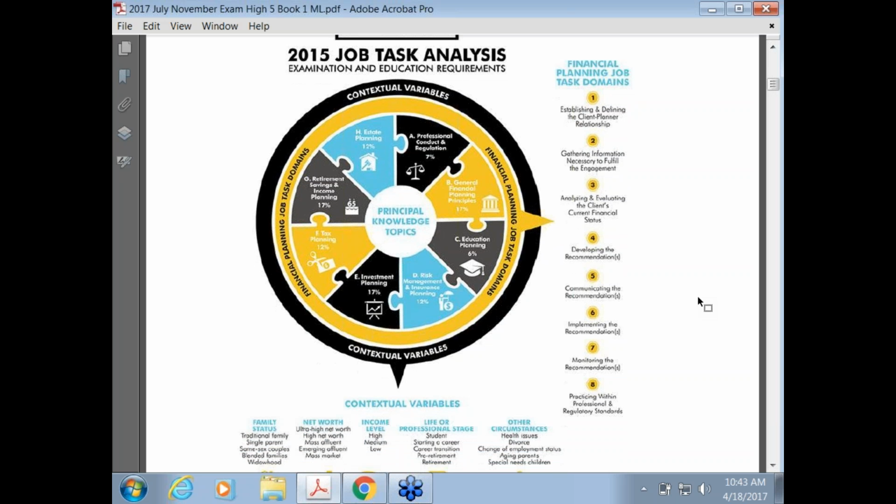And then the third variable in question writing is down here at the bottom, called contextual variables. I look at that kind of as demographics. And so the question could be centered on a single parent or a young couple. It could be on a retiree. So those all become variables to use in the question writing. And then we can move along that line and have different clients of different net worth or income levels, or where they're at this stage of life. And then special circumstances can come into the picture as well. So if you think of this as a wheel and you can turn those dials, there are just unlimited scenarios you could build. And that's the hard part to predict for the exam.